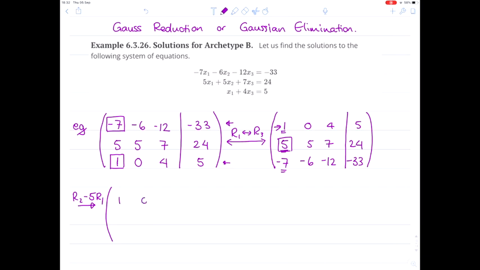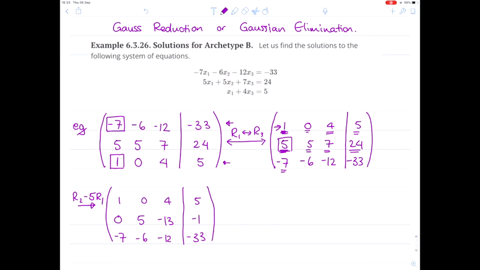Now, writing down a row that is not changing. Bottom row is not changing. And here we've got 5 minus 5 is 0. 5 minus 0 is 5. We've got 7 minus 20, which is minus 13. And we've got 24 minus 25, which is minus 1.